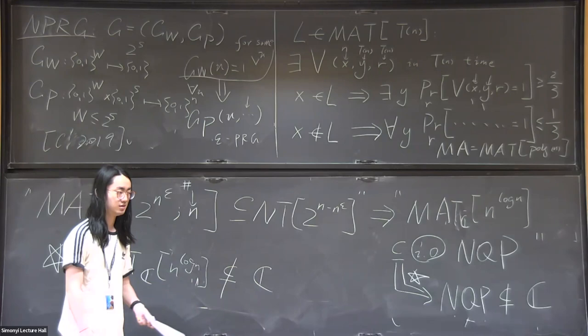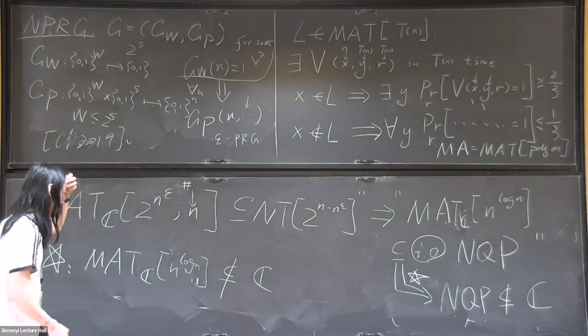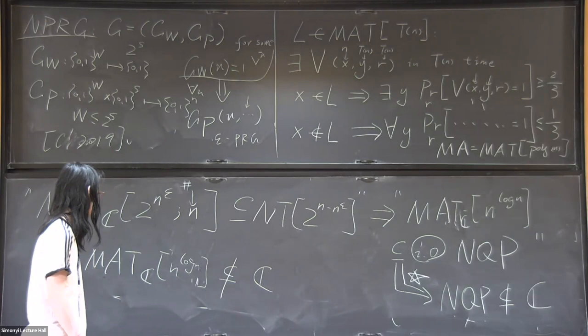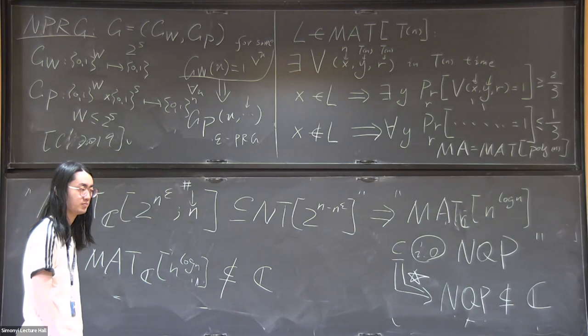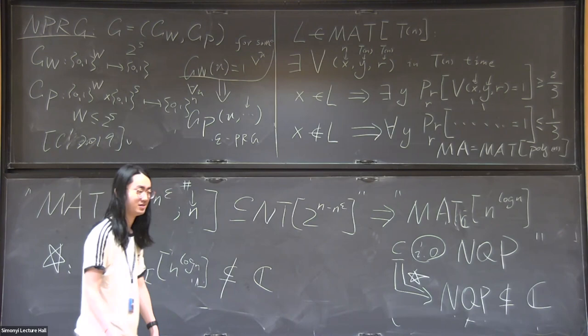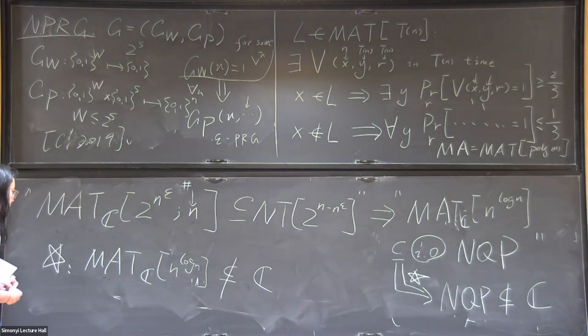And so now, if I can de-randomize, take the hard language L here, which is not in polynomial size C circuits. For this statement, you don't need the MA, you just need the T, right? No, you need the MA. Why don't you need T? It's just the enumeration and verification from a circuit.